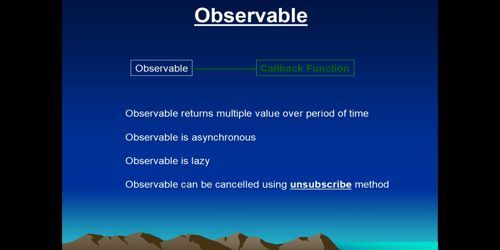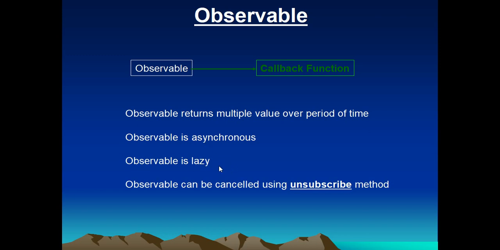Observable may return multiple values over a period of time. We have seen that promise returns only a single value according to a single request, but in case of observable, it's not mandatory. It might return multiple values one by one after some interval or some period of time. Then observable is asynchronous, just like promise, and observable is lazy.